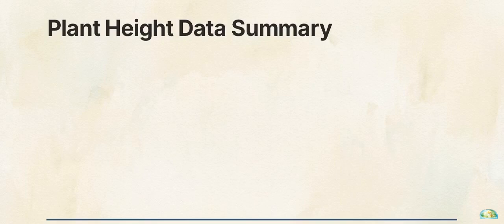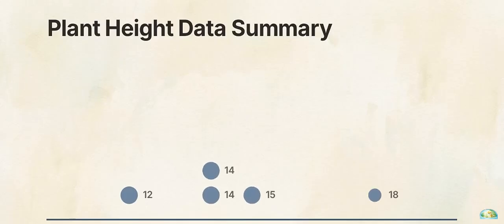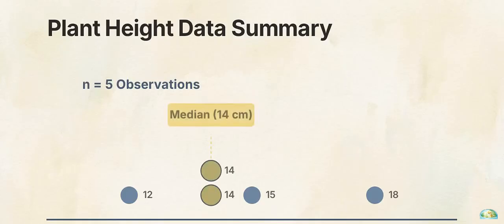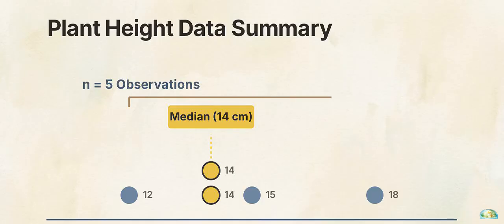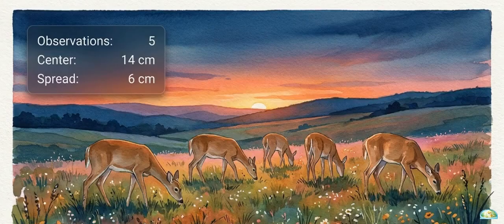This number line trail tracks plant heights. Deer stand at 12, 14, 14, 15, and 18 centimeters. We have 5 total observations, and the attribute is plant height in centimeters. The median height is 14 centimeters. The spread stretches from 12 to 18, a 6-centimeter range. We combine these elements into a single description. For these 5 plants, a typical height is 14 centimeters, and heights vary across a 6-centimeter range.